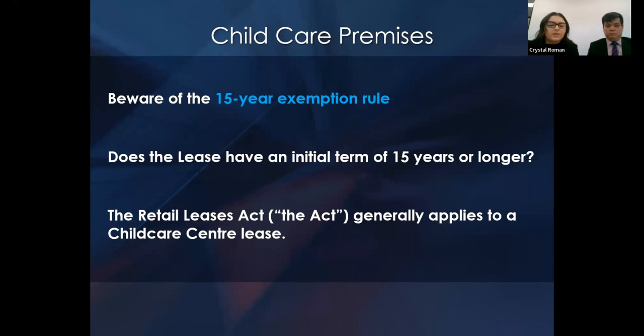In short, this exemption refers to a lease where the Retail Leases Act generally applies, such as a childcare, but where the initial term of the lease is a term of at least 15 years, and where one of the following apply. Firstly, the lease imposes an obligation on the tenant or any other person to carry out substantial work on the premises, and can involve building, installing, repairing, or maintaining any structure or fixture in the premises. And this is actually usually done in childcare leases, as the tenant may install fittings and fixtures required.